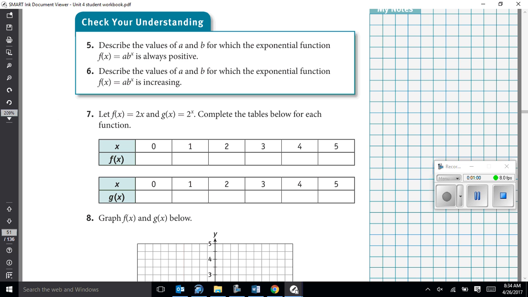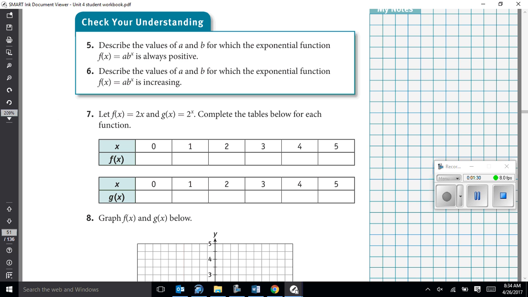So I'm not asking if it's increasing or decreasing, but in order for a to the bx to always be positive, what has to be true about our a and b values? They both have to be positive, right? Regardless of whether it's growth or decay, whether b is greater than 1 for growth or between 0 and 1 for decay, a and b have to both be positive in order for this to be a positive function.